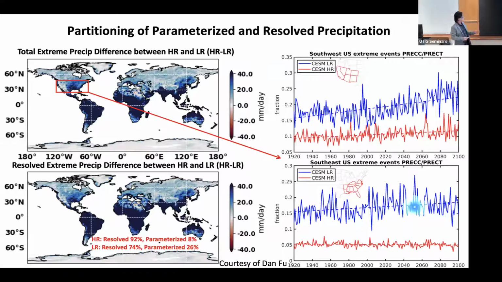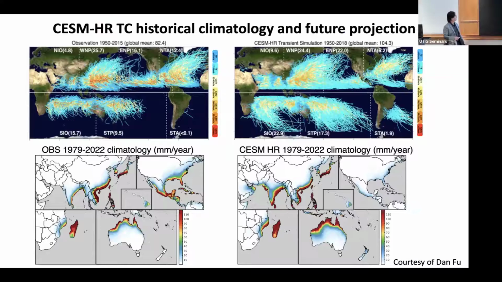So this is another interesting result we find. The reason the high resolution, quarter degree model seems to be getting better results than the low resolution model is perhaps due to this change in the partitioning. The high resolution model in the mid latitude lands relies more on the large scale resolved precipitation to compute the extremes.